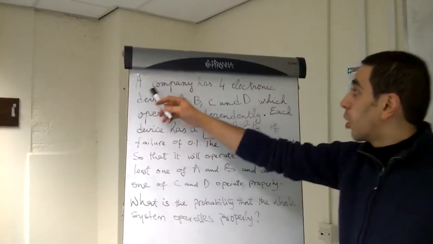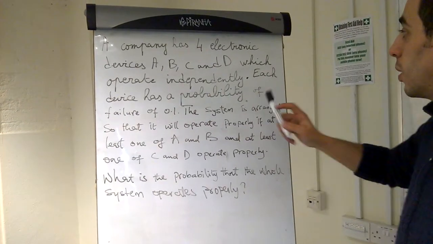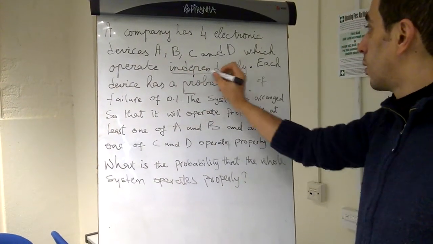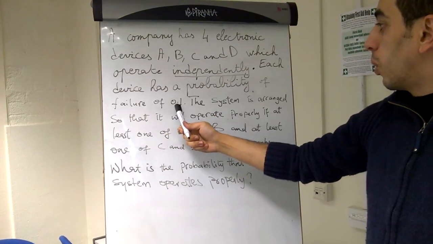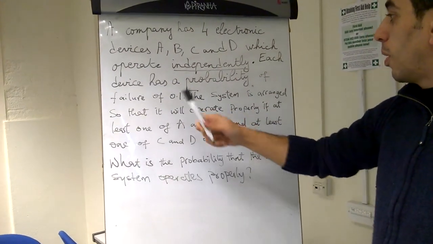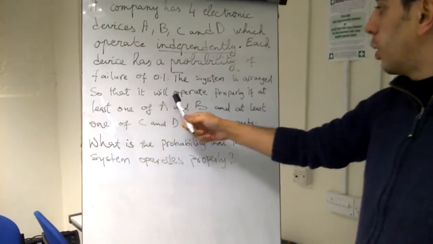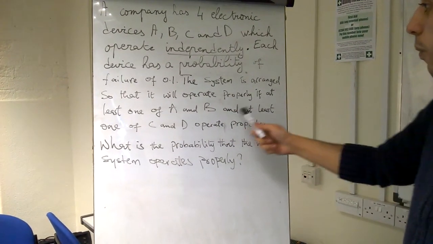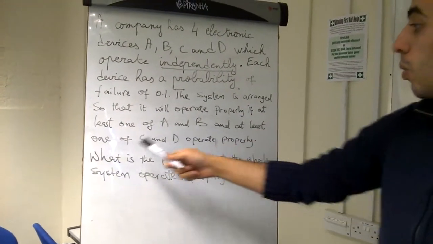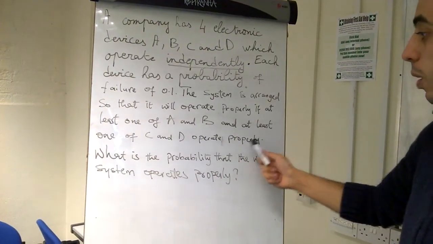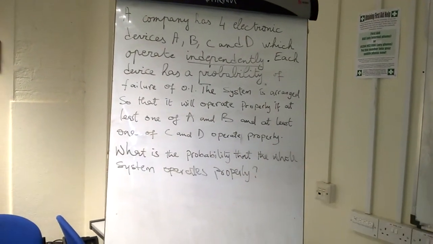So the question is, a company has 4 electronic devices, A, B, C, and D, which operate independently. This is important. Each device has a probability of failure of 0.1. So all of them have the same probability of failure, which is 0.1. The system is arranged so that it will operate properly if at least one of A and B and at least one of C and D operate properly. And the question, what is the probability that the whole system operates properly?